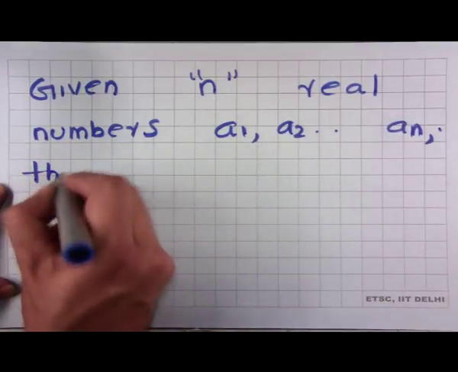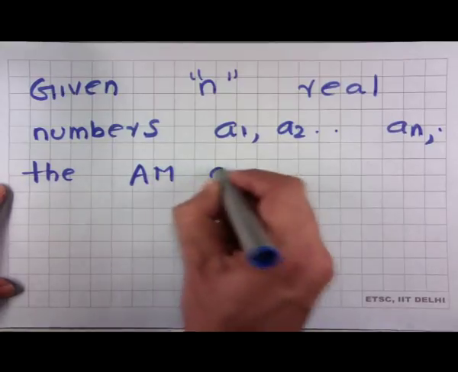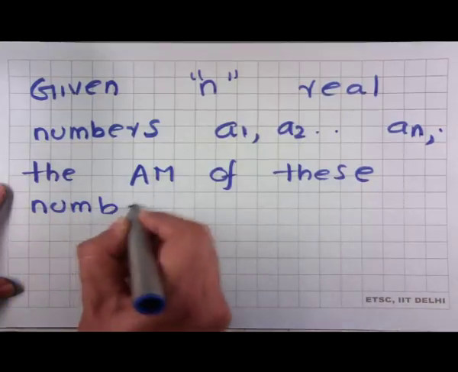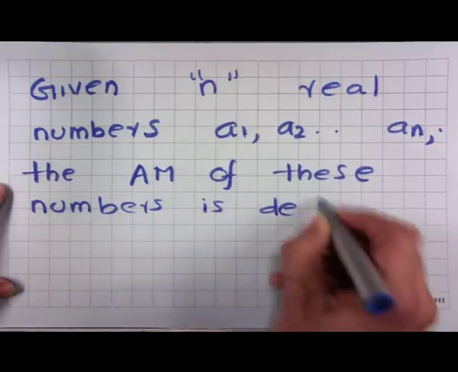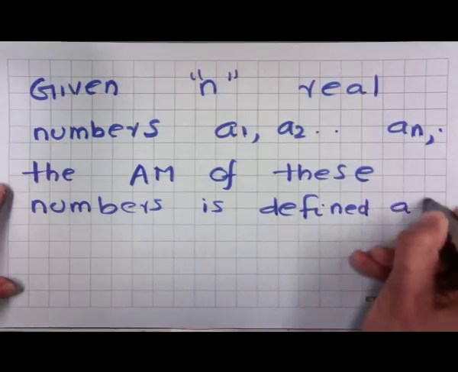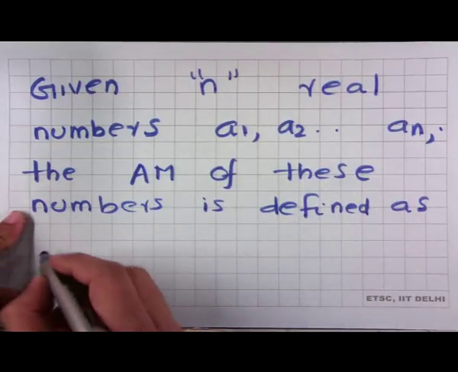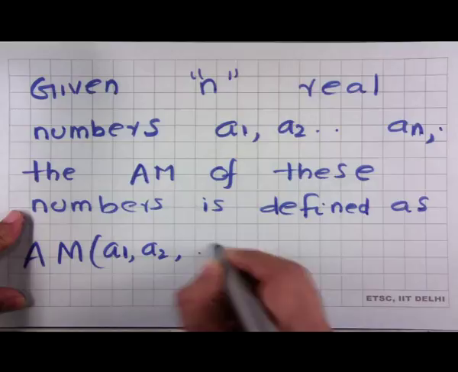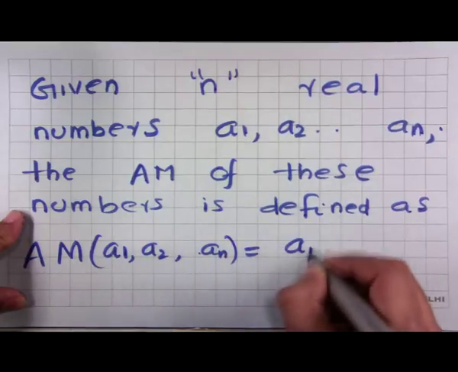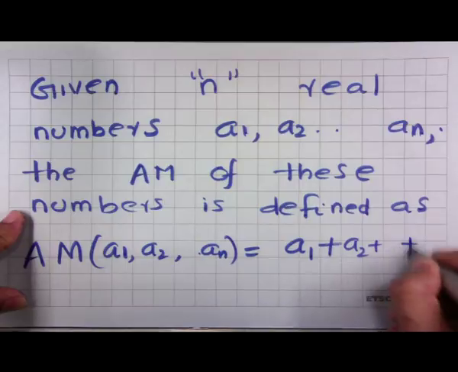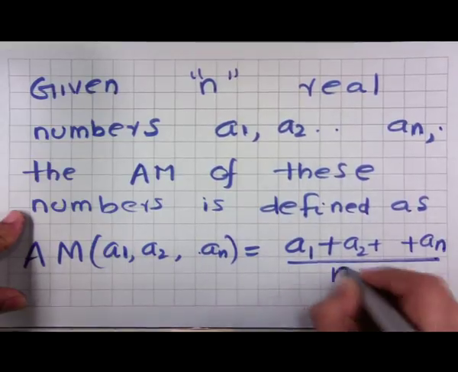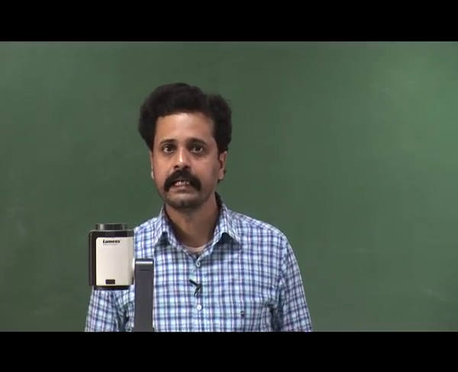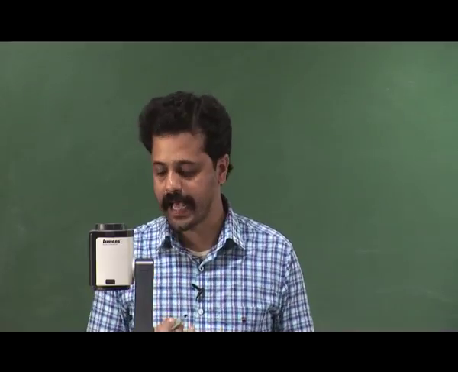the arithmetic mean of these numbers is defined as AM of a1, a2, etc. an is equal to a1 plus a2 plus etc. plus an, by n. We add all the numbers and divide by the number of real numbers we have.